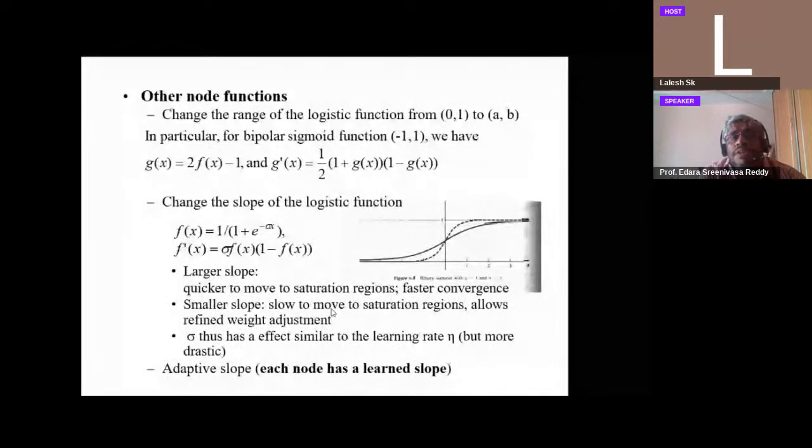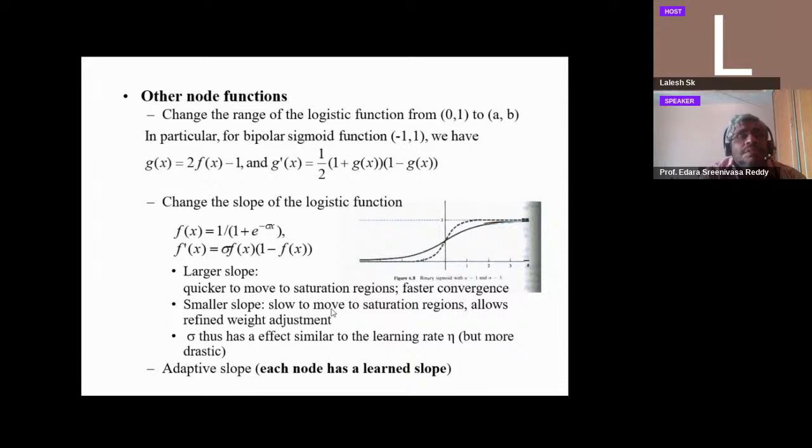So we can use other node functions also. Not only sigmoid function, you can use bipolar sigmoid function. The only thing is to change the slope of the logistic function. Larger slope means quicker move to the saturation region, that means faster convergence. Smaller slope means very slow move to the saturation region, which allows refined weight adjustment. So better to go for smaller slope. If you use a different slope for each node, that is adaptive.